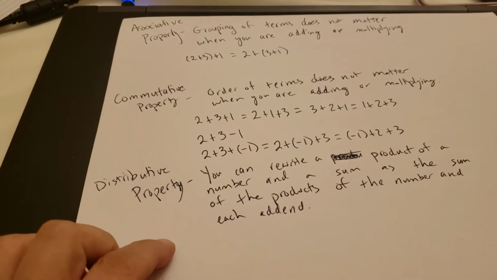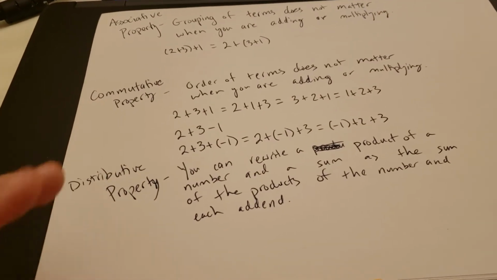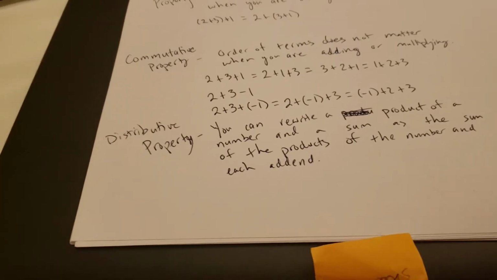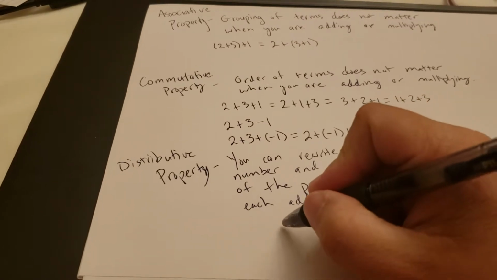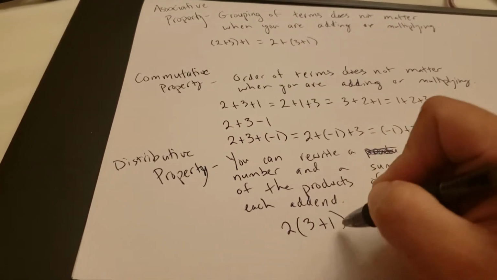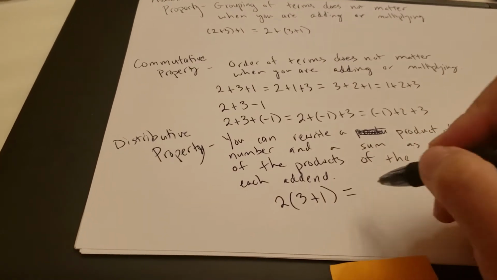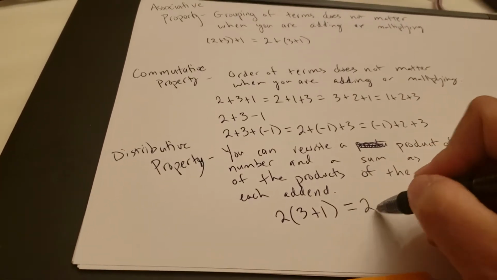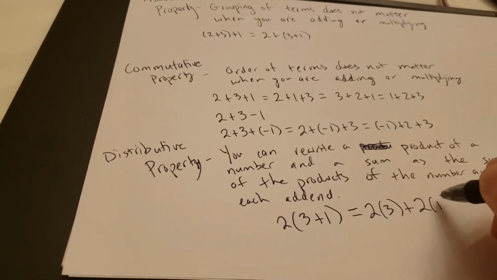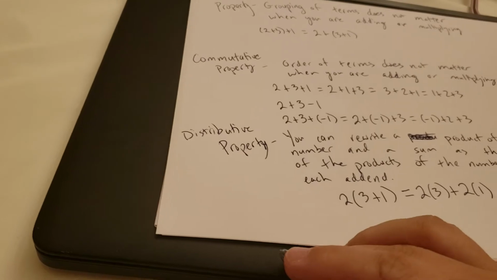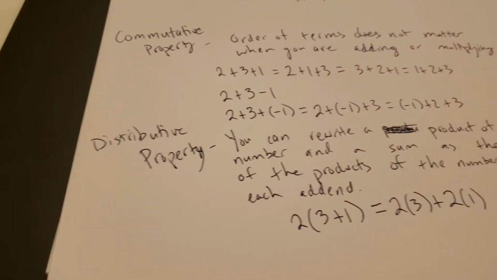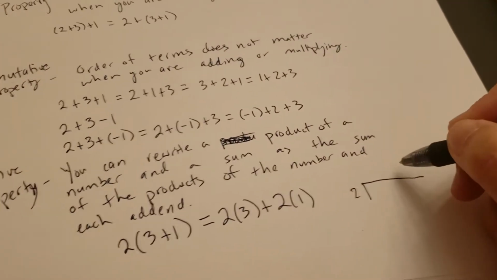Distributive property. You can rewrite a product of a number and a sum as the sum of the products of the number and each addend. What that looks like is if I had 2 times 3 plus 1, that's the same thing as doing 2 times 3 plus 2 times 1. You can think of this as an area model. You can think about if I had a box that's 2 tall and 3 plus 1 long.